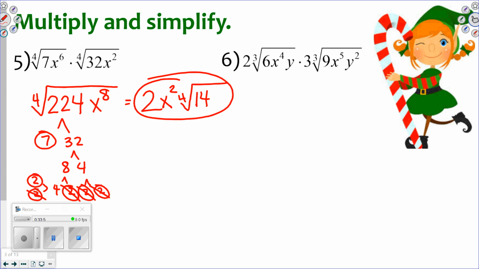My biggest suggestion to you guys on these is make sure you space things out. Otherwise, you get all crammed inside of there, and it's hard to read and hard to notice your exponents from your index and everything else.